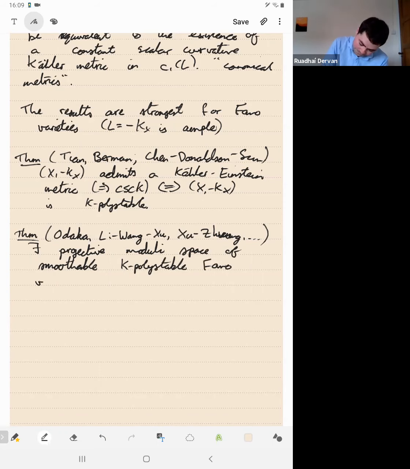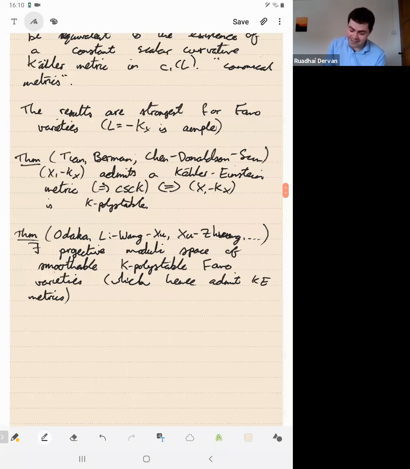So Fano varieties. Then these all have Kähler-Einstein metrics. So from the point of view of analysis, you could consider this as a moduli space of Fano manifolds admitting Kähler-Einstein metrics with a natural compactification, or from the algebro-geometric perspective, you just think of this as a moduli space of K-polystable Fano varieties. So the existence of the moduli space is due to Odaka, Li, Wang, Xu. Projectivity is due to Xu, Zhuang, following ideas of Codogni, Patakfalvi, who considered the case of Fanos with discrete automorphism group.